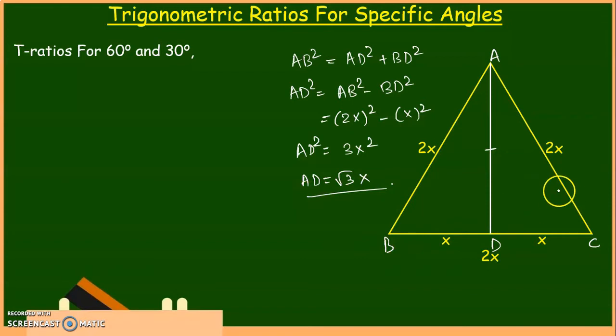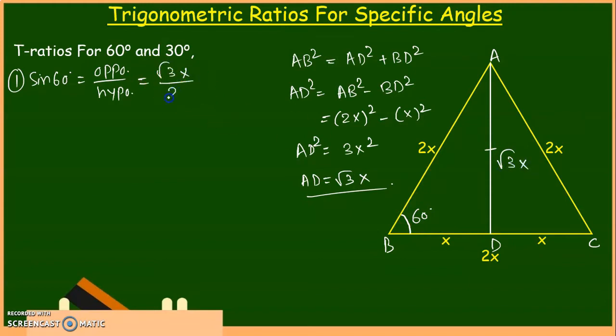Now here, since ABC is the equilateral triangle, this angle B will be equal to 60 degrees. And if you want to find out the value of sine 60 degrees, we know that sine is the ratio of opposite side and hypotenuse. So here for this 60 degrees, the opposite side AD is equal to root 3x, and the hypotenuse is equal to 2x. So this x will be cancelled out, so we will get the value of sine 60 degrees as root 3 by 2.